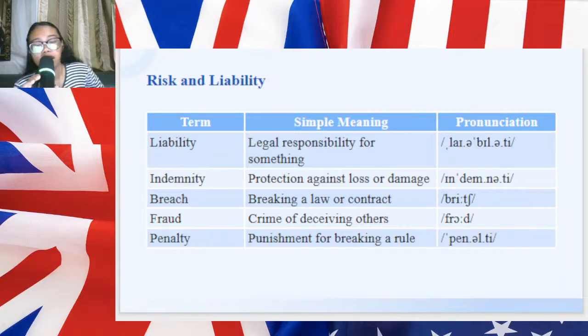All right. Next is fraud. This is the crime of deceiving others. So you deceive others for personal gain.